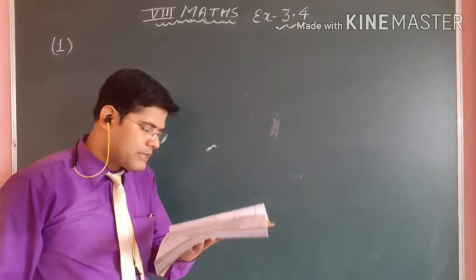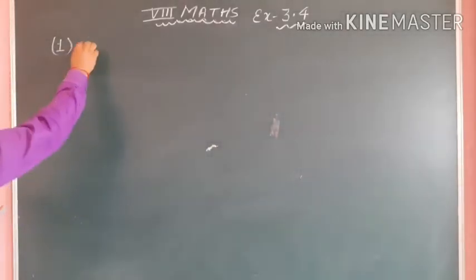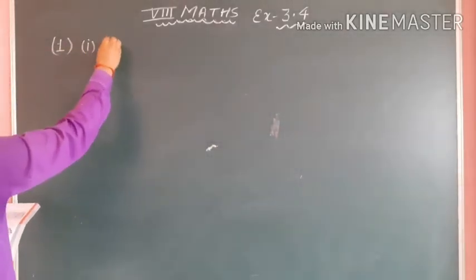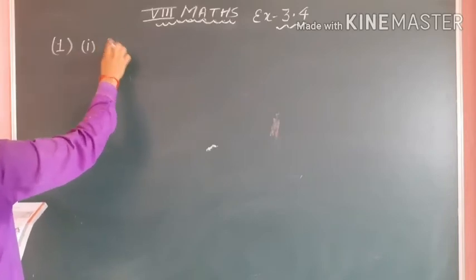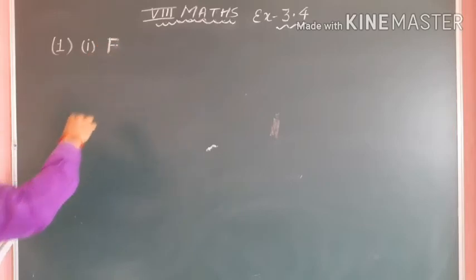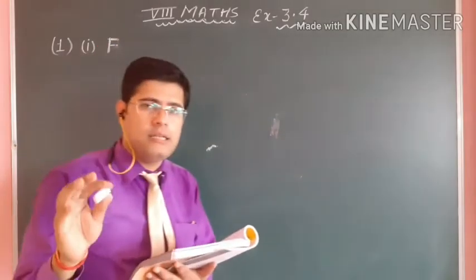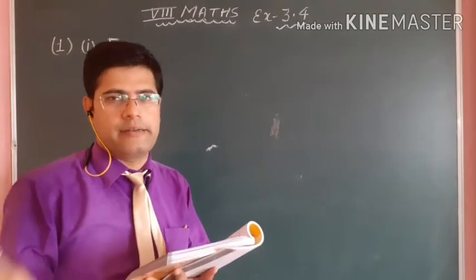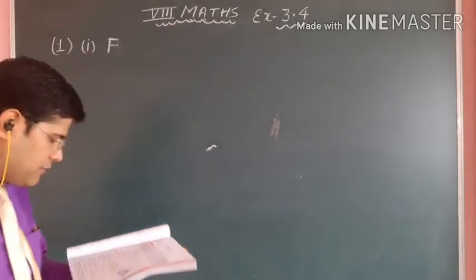The first, all rectangles are square. No, we write false. All rectangles are not squares, but we can say that all squares are rectangles. So all rectangles are square, it's false.